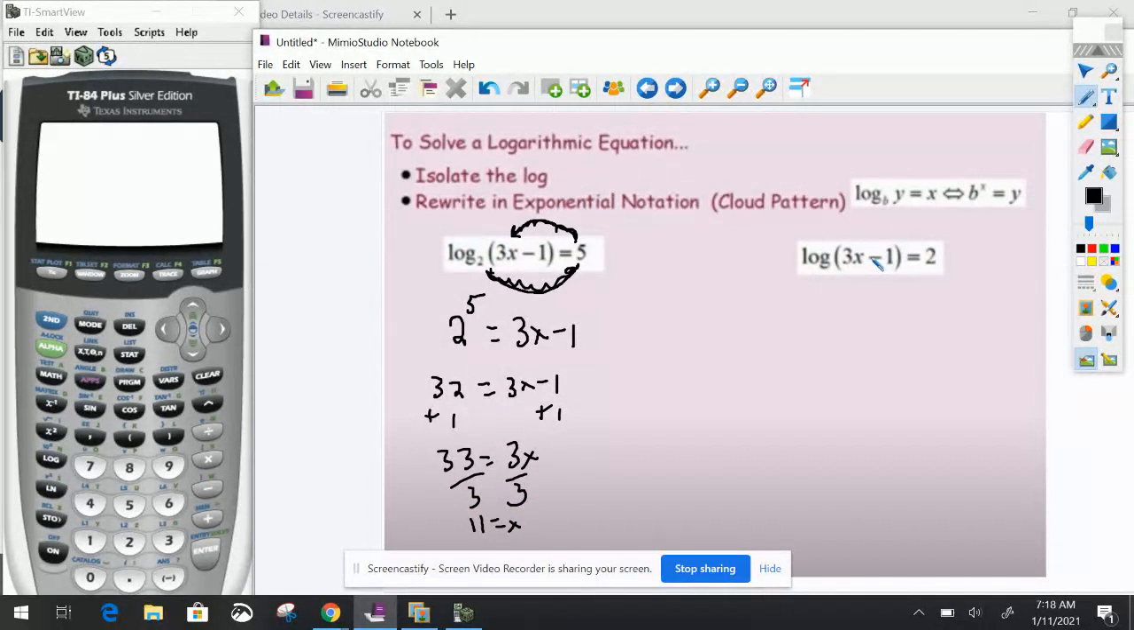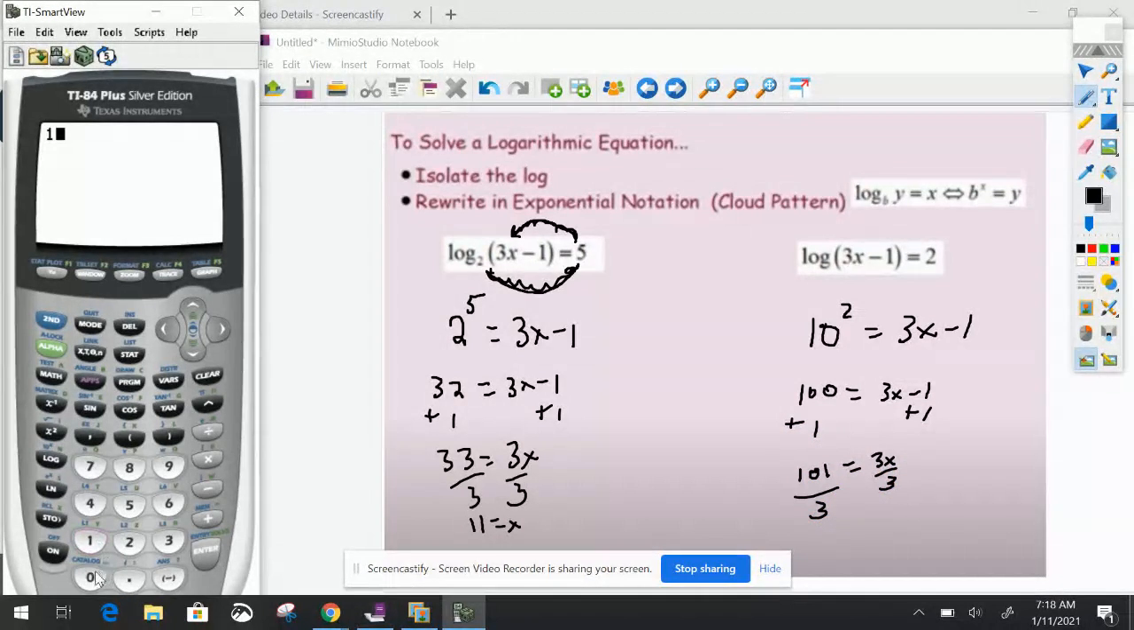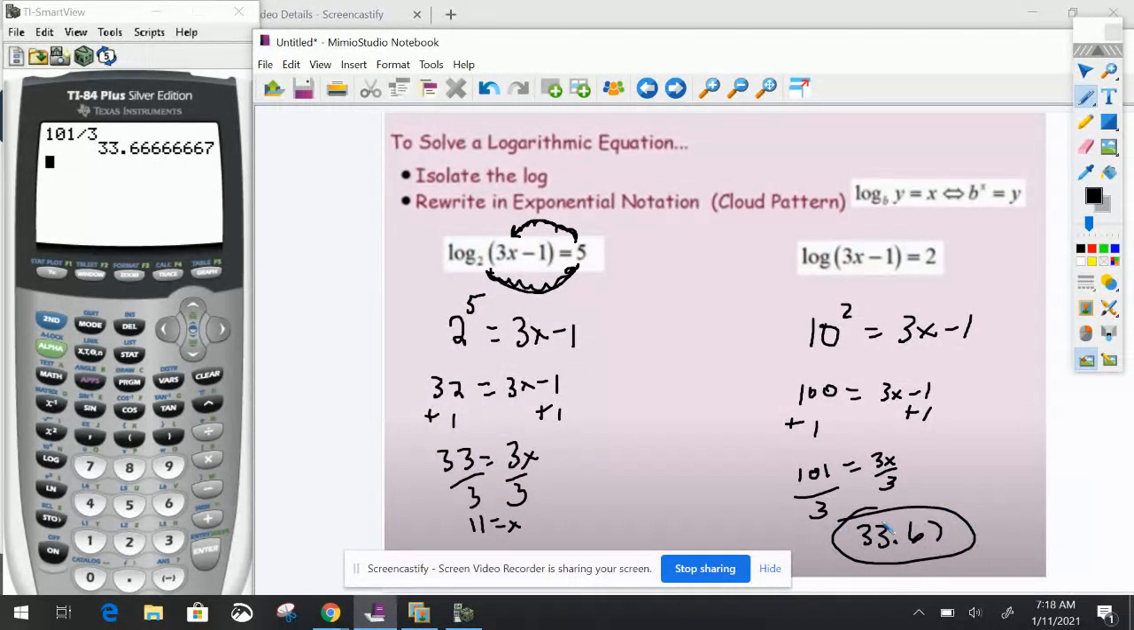Okay. Here, you've got log of 3x minus 1 equals 2. What's the base? There's no base, so it's 10 to the second is equal to 3x minus 1. So I've got 100 is equal to 3x minus 1. Add 1. You get 101 equals 3x. Divide by 3, and it's okay to get a little bit of a fraction. 101 divided by 3, rounded to the nearest hundredths place, is 33.67 is what my x is equal to.